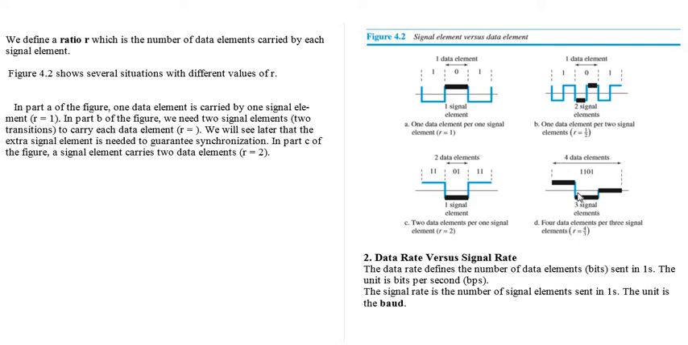Case 4. 4 data elements, 3 signal elements. To send 1101, this is our data. To send this data, I need 3 signals. So what is the formula? R is equal to data elements by signal element, right? So data is 4, signal is 3, therefore R is equal to 4 by 3. This formula you should remember: R is equal to the number of data elements carried by each signal element.